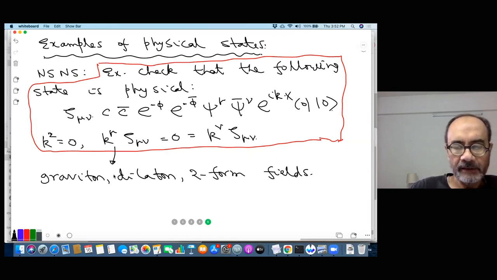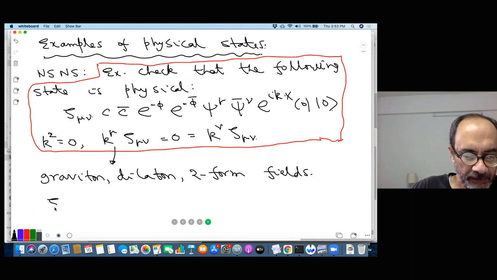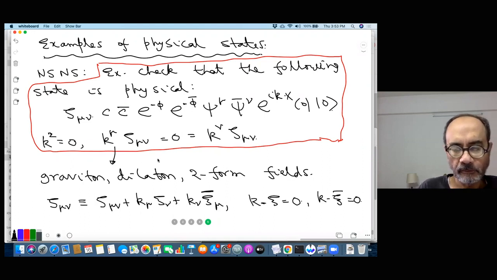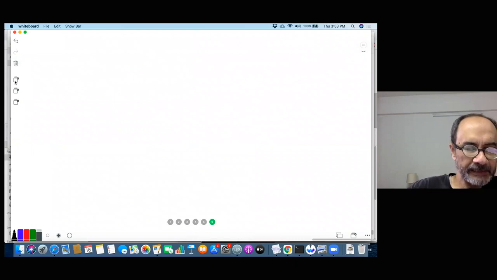And just like in the case of bosonic string theory, there is an equivalence relation which gave the gauge transformation laws. You can check that here also we have a similar equivalence relation that tells us that this zeta_mu nu has to be identified. So zeta_mu nu is equivalent to zeta_mu nu plus k_mu xi_nu plus k_nu xi bar_mu, with k dot xi equal to zero and k dot xi bar equal to zero. This you can interpret as a gauge transformation. The second exercise I'll give you is to check the absence of tachyons.